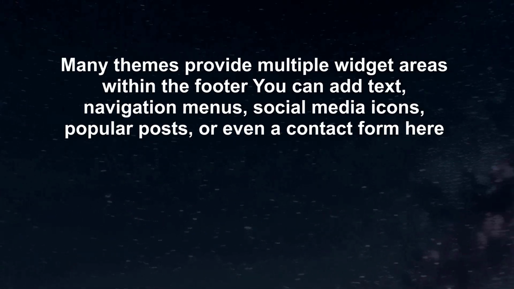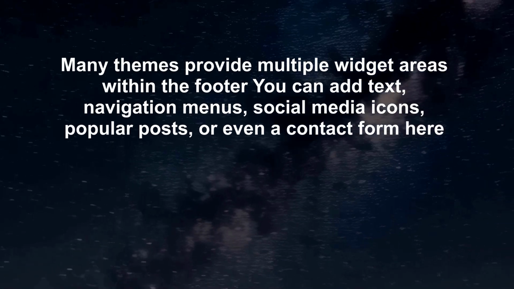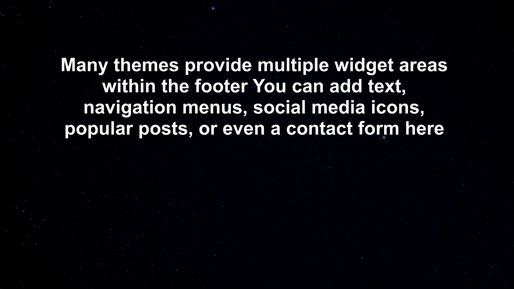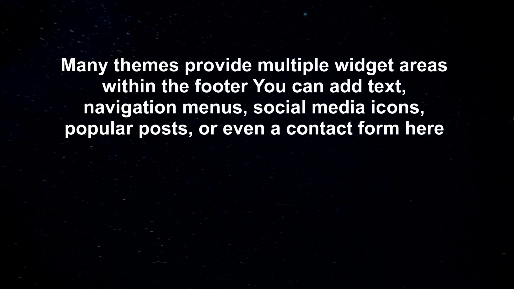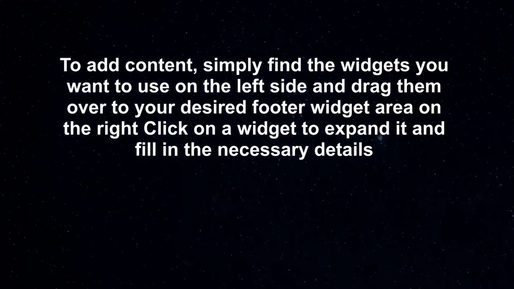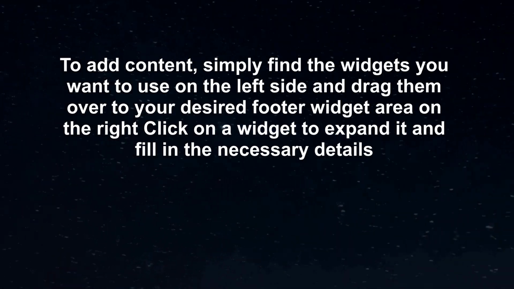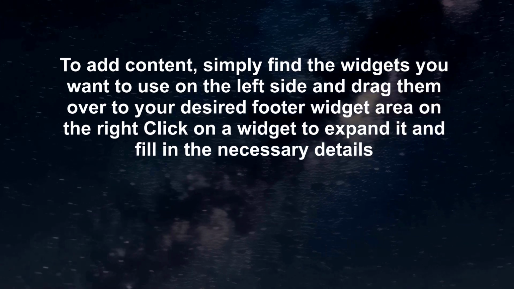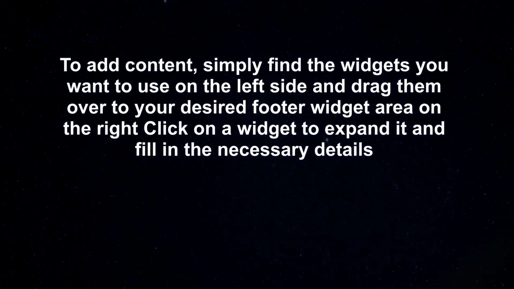Many themes provide multiple widget areas within the footer. You can add text, navigation menus, social media icons, popular posts, or even a contact form here. To add content, simply find the widgets you want to use on the left side and drag them over to your desired footer widget area. On the right, click on a widget to expand it and fill in the necessary details.